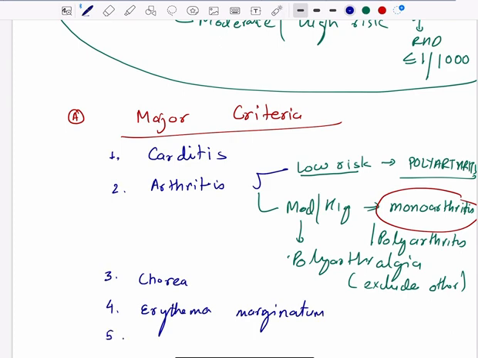Fifth is subcutaneous nodules. So we have all 5 criteria here.